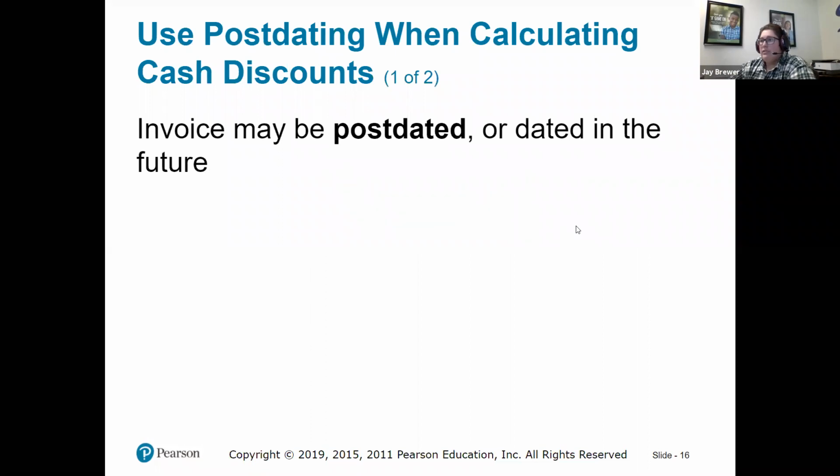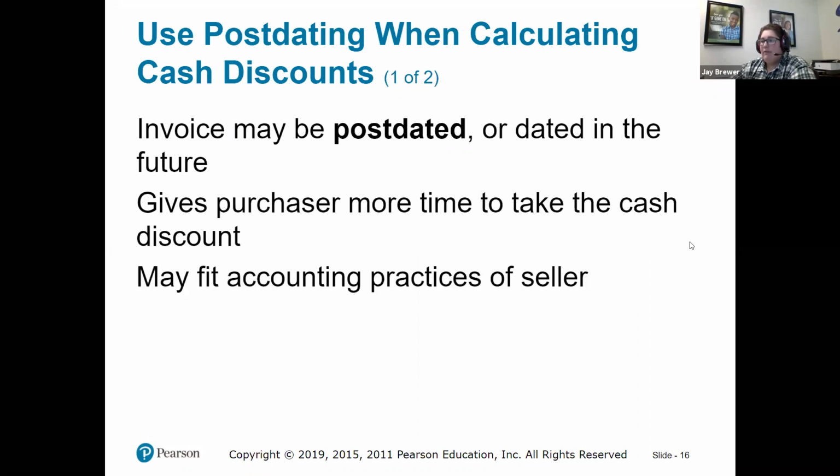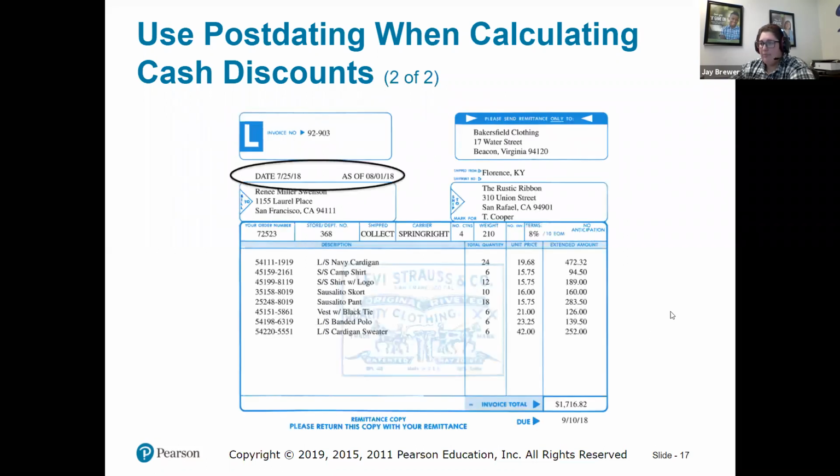Okay, invoices may be post-dated or dated in the future. This gives the purchaser more time to take the cash discount. May fit accounting practices of seller. Seller uses date that is after actual invoice date and labels it as of blank.